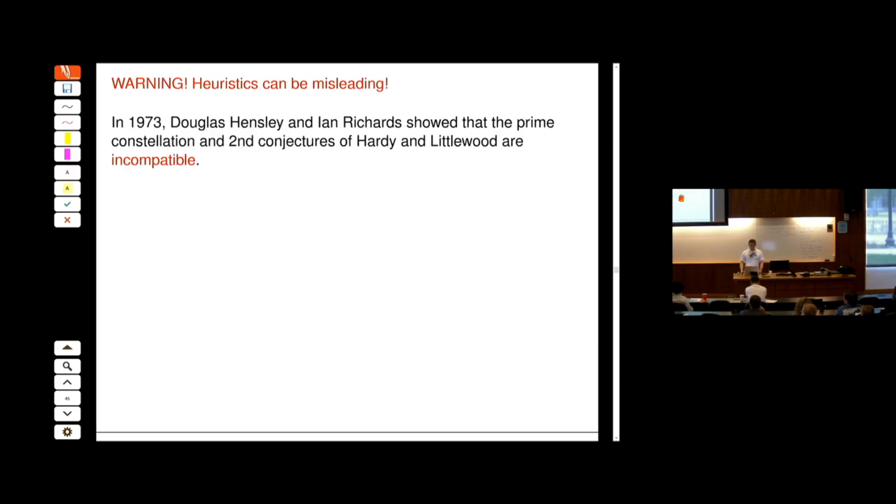Okay. Well, it turns out that Douglas Hensley and Ian Richards showed that one of the two conjectures is false. Either the prime constellation conjecture is false or the second conjecture is false. In fact, you can show that the first conjecture implies that the second one is false. Now, it's weird because they both look very reasonable.